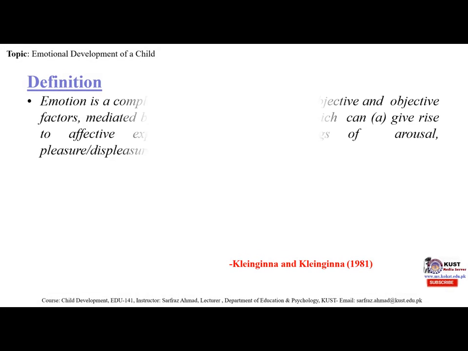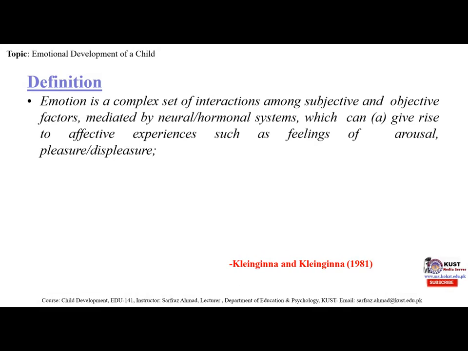Other definitions are also there, like: emotion is a complex set of interactions among subjective and objective factors, because there are so many factors belonging to subjectivity and there are some objective factors, mediated by neural or hormonal systems. With the reactions of our neurons, our behavior or our emotions may be changed, which can give rise to affective experiences such as feelings of arousal, pleasure and displeasure.